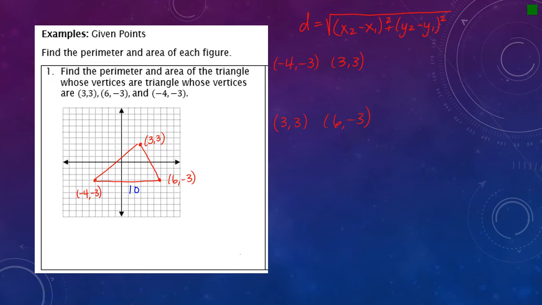Okay, so for the distance formula, I'm going to plug in these points. I like to set up my formula. All right, so now I'm going to have 3 minus negative 4 and 3 minus negative 3. And when you plug this into your calculator, it would be, let's see, 49 plus 36. So you get 85. So that means this distance right here is the square root of 85.